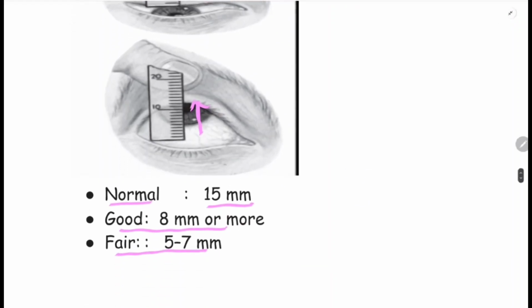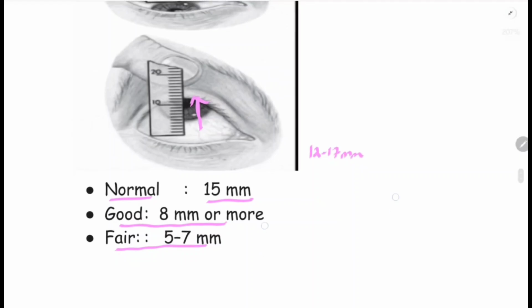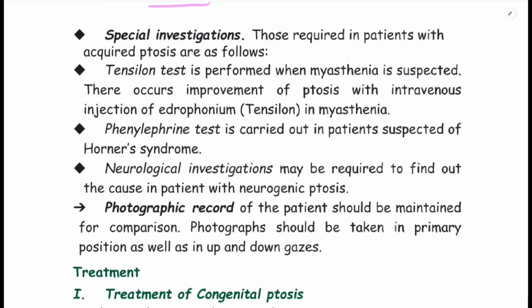And the readings are recorded in millimeters. Normal eyelid excursion is between 12 to 17 mm. We can do special investigations if required, especially in acquired ptosis, like the Tensilon test to rule out myasthenia. There will be improvement of ptosis with intravenous edrophonium (Tensilon) in myasthenia gravis patients. Then phenylephrine to rule out Horner syndrome.